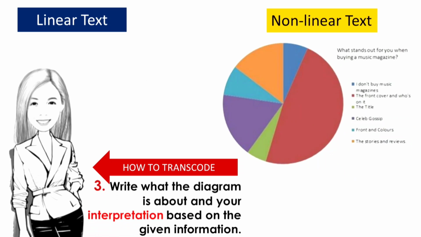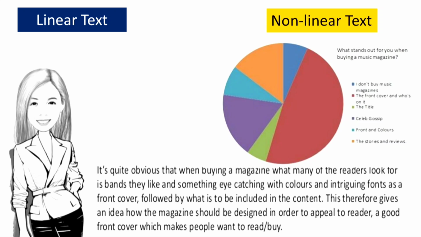Step number 3. Write what the diagram is about and your interpretation based on the given information. Let's take a look at this example. The first part of the paragraph talks about the title. It does not necessarily mean that you have to copy exactly what the title is. You can rephrase it to make it better.